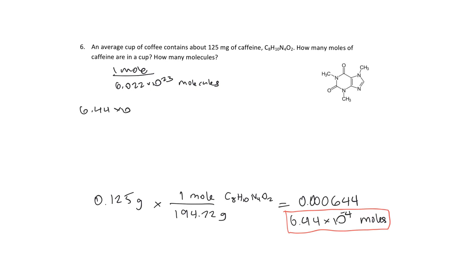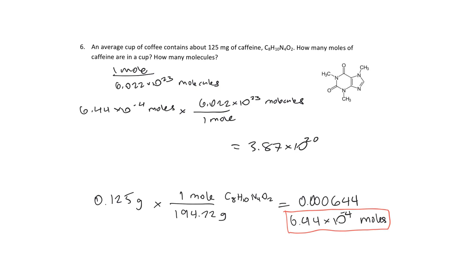So let's multiply all this out. 6.44 times 10 to the -4th moles times 6.022 times 10 to the 23rd molecules per mole. And that will give us 3.87 times 10 to the 20th molecules of caffeine. So that's it. We first found the number of moles of caffeine in an average cup of coffee. It's right down here in the bottom right. And then we use that number of moles to find the number of molecules of caffeine in 1 cup of coffee, which is this right here.